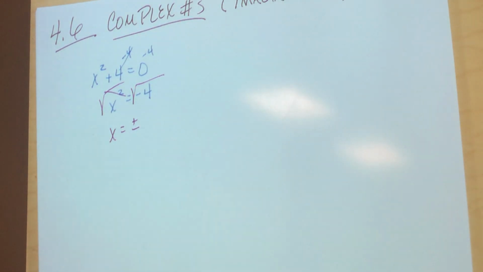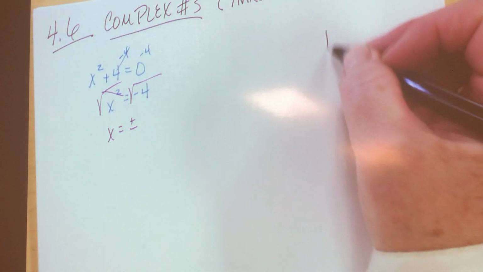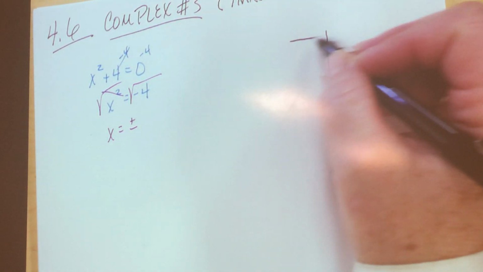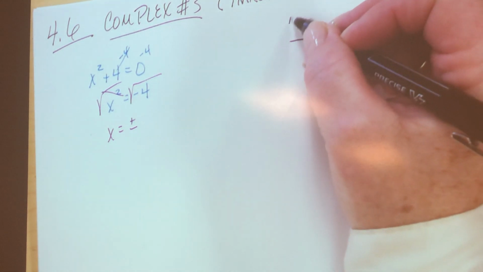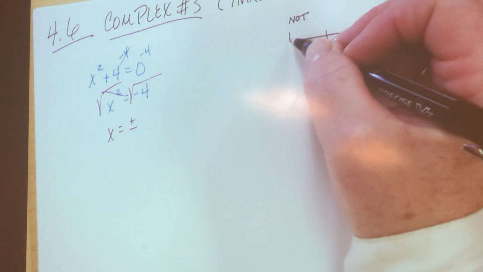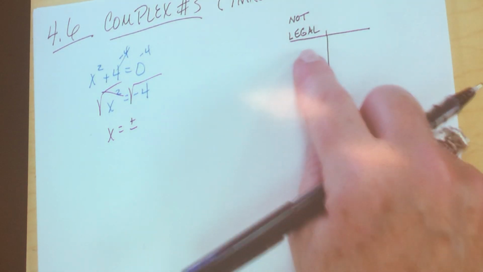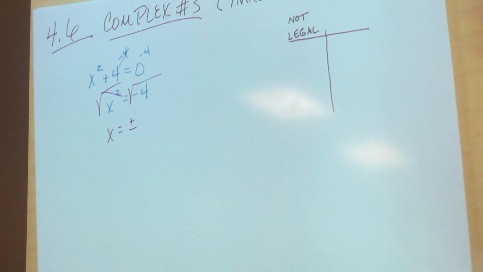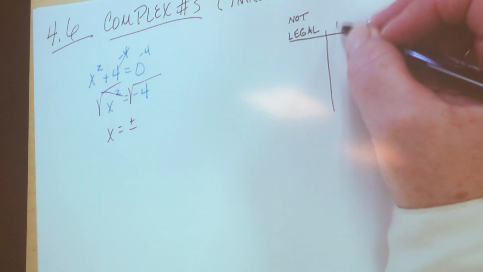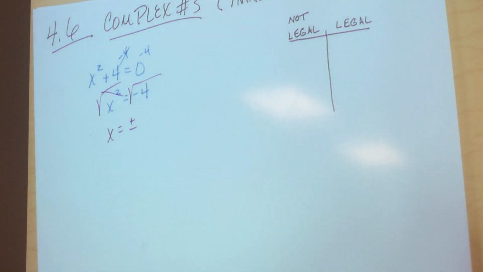All right, so we're going to make us a little chart. On the left-hand side of the chart, we're going to put what's not legal. These are things that you cannot have in your answer, ways that you cannot write your answers. On the right-hand side, we're going to put what is legal that it's equal to, what I can change it to. Okay, you with me?